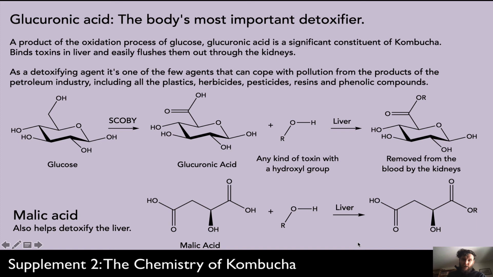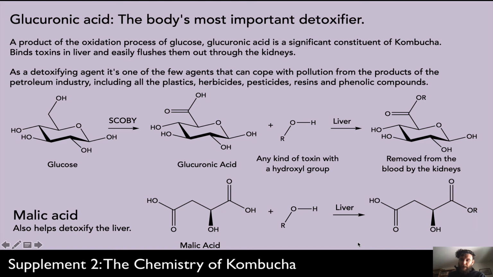The SCOBY simply oxidizes one of the carbons, the last carbon in the chain of glucose and the little tail that the glucose has there, to an acidic carboxylic acid group and forms what's called glucuronic acid. That glucuronic acid is able to form an ester with any kind of toxin that your body may come in contact with, as long as it has a hydroxyl group on it. All right, which hydroxyl groups are super common. They're all over the place in all kinds of molecules.